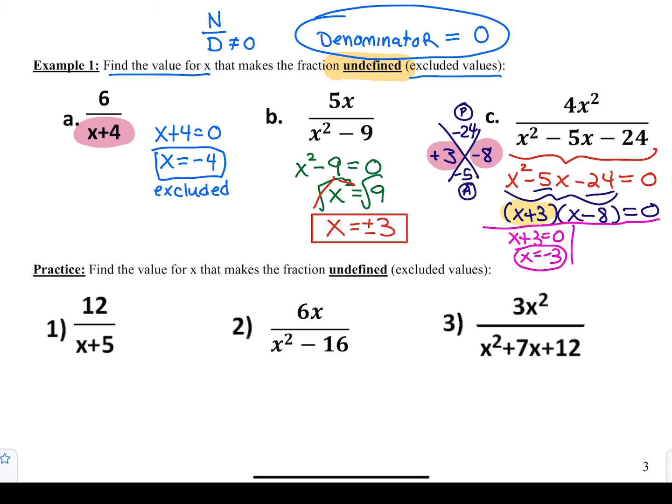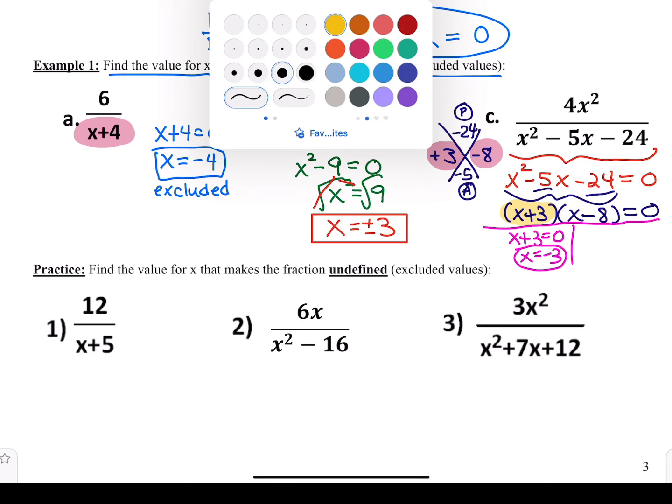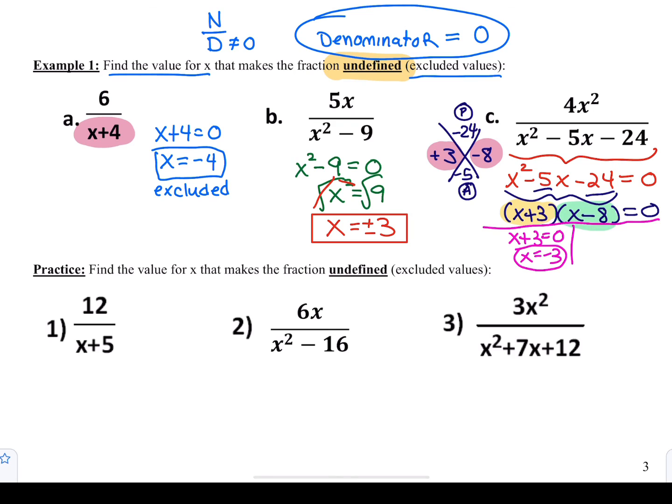We get x equals -3. Then we take a look at the second factor here, x minus 8, and we set it equal to 0. And solving for that, we get x equals +8. So there are two values here that are excluded values because they will make the denominator equal to 0. And that's a no-no. So that's what finding the values that make the fraction undefined is all about. Set the denominator equal to 0 and find those x values.